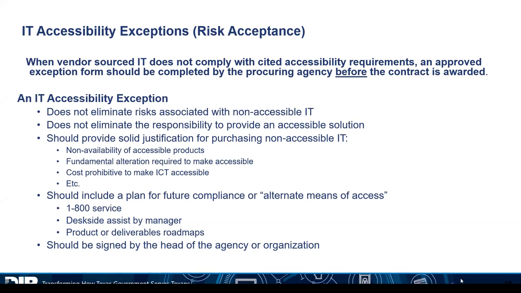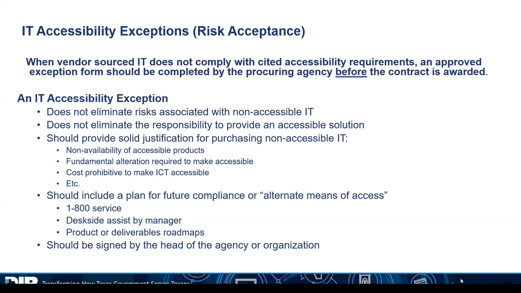So an exception doesn't eliminate the risk. You could still have a lawsuit. That's why it's called a risk acceptance. That doesn't eliminate any responsibility for an accessible solution. It should provide a good justification why you had to purchase that particular piece of non-accessible IT. And it should include a plan for compliance in the future. Alternate means of access, 800 service, desk side, the vendor provided a roadmap of when their product is going to be compliant.